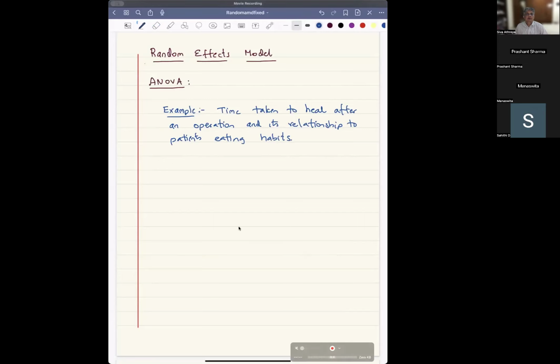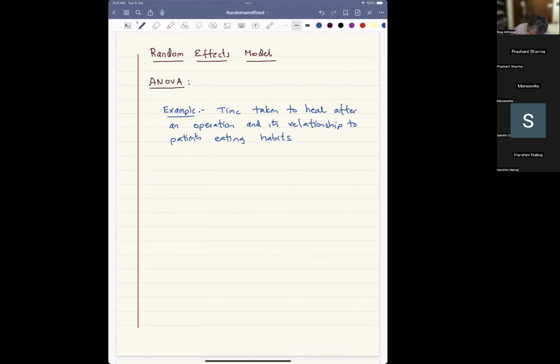Let's say you classify the patient into 3 groups, so you put the eating habits into 3 groups. Let's say a person has good eating habits, normal eating habits, and then bad eating habits, or you call them 0, 1, and 2. So this is how you group everybody, and then you look at the time taken to heal.